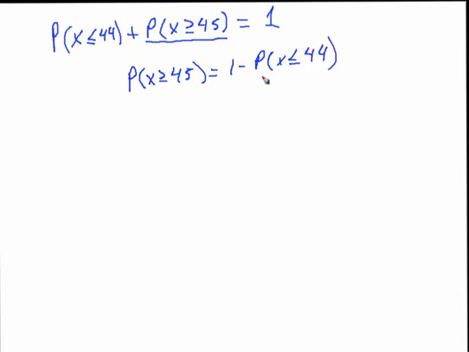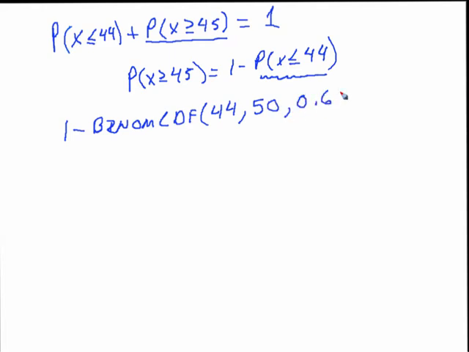All right, cool beans. Now, why did we solve for that? Because the calculator can do this one for us. So to do that, we're going to take 1 minus binom CDF. I'm going to put in a 44. Then we're going to put in n, which was 50. And then we're going to put in the probability, which is 0.697. Okay? All right, and what you're going to find is that's going to be a pretty small number.